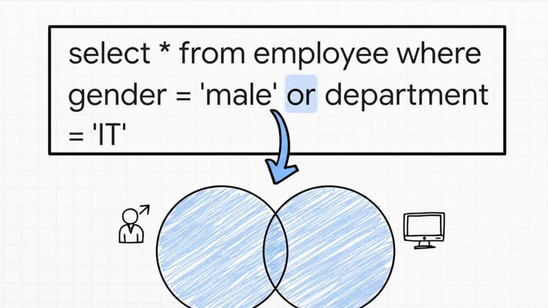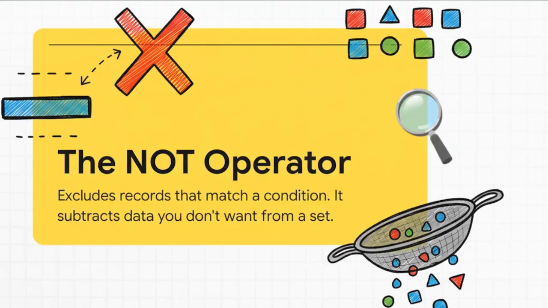Just look at this. It's amazing how changing one single word completely changes the question we're asking. We're not looking for just the male employees in IT anymore. Nope. Now we're asking for a huge list of everybody who's male plus everybody who works in IT, all lumped together. Okay, our last tool for filtering is the NOT operator.